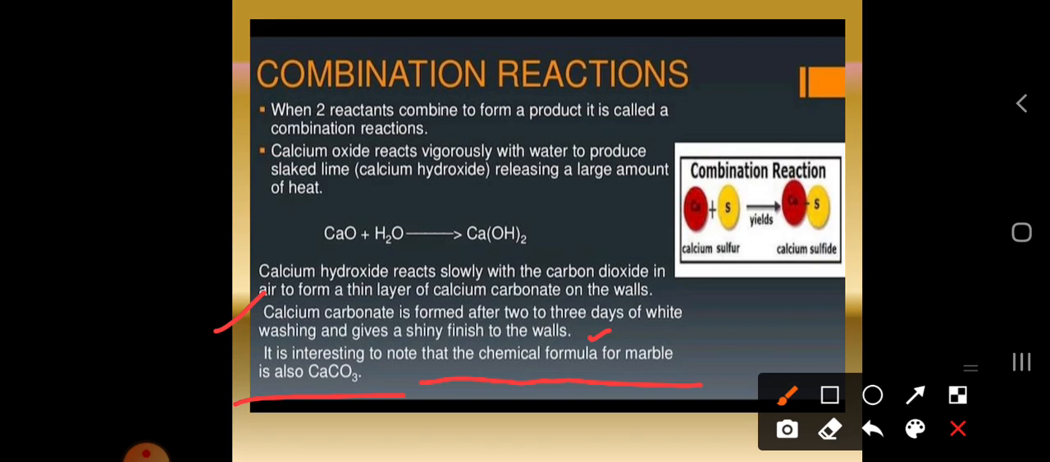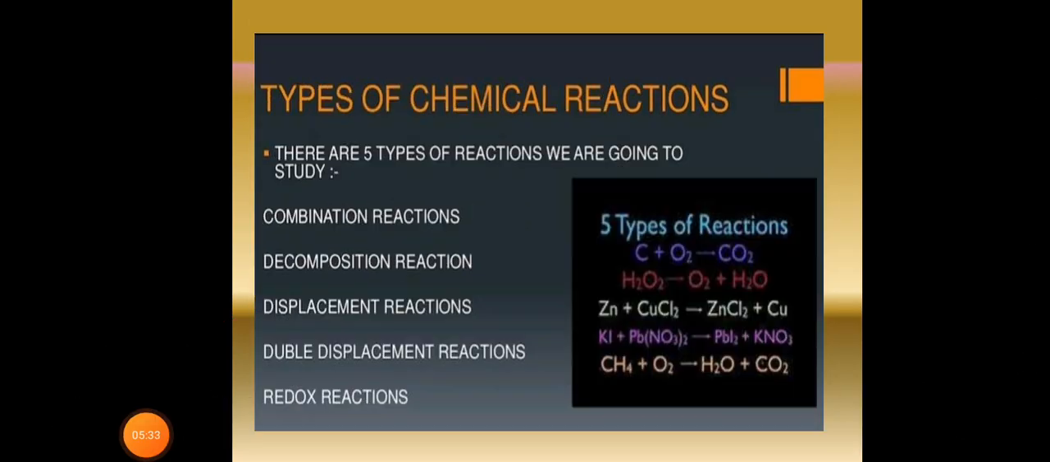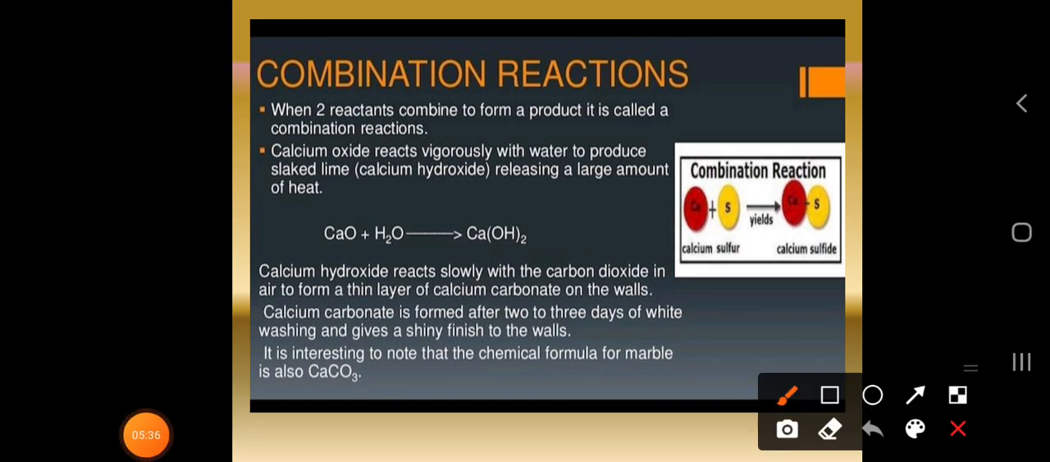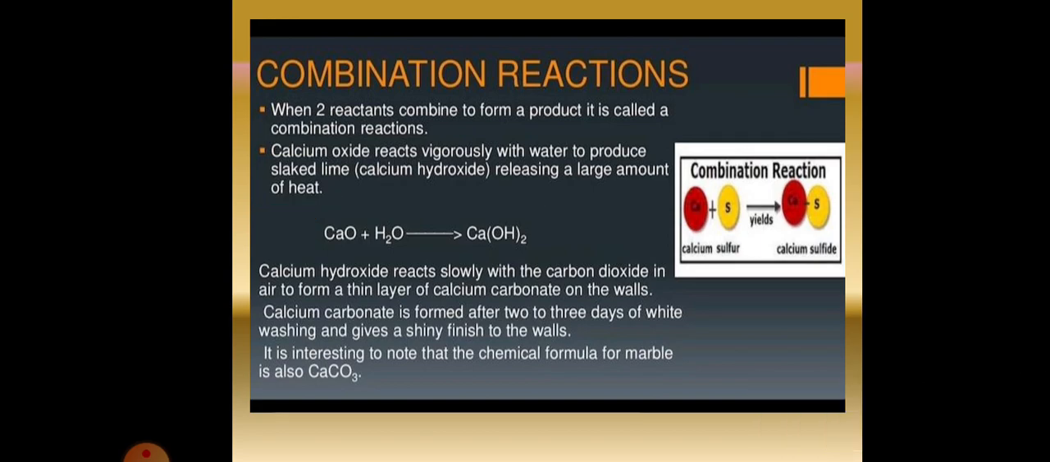So dear students, once again I am repeating, a combination reaction is nothing but when two reactants combine together to form a product. This is one of the simple examples. What is that? Calcium oxide reacts with water to produce calcium hydroxide, also known as slaked lime, releasing a large amount of heat. So dear students, what is this large amount of heat? Is there any criteria here? Let us discuss one by one.